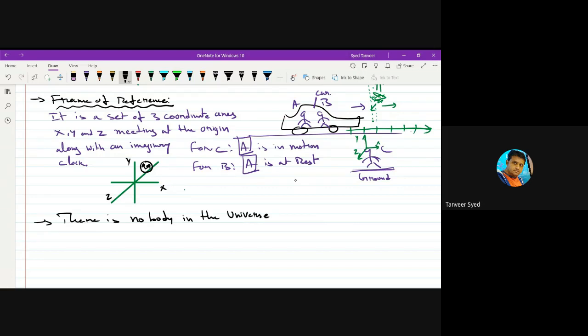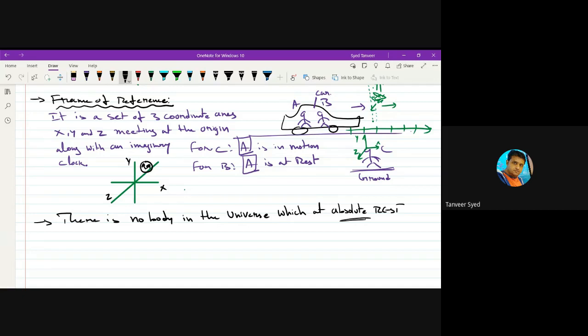There is no body in the universe which is at absolute rest. Absolute rest means rest for every frame of reference. If you watch that body from any frame of reference, that body should be at rest. Then you say that it is at absolute rest. And there is no body in the entire universe which is at absolute rest.